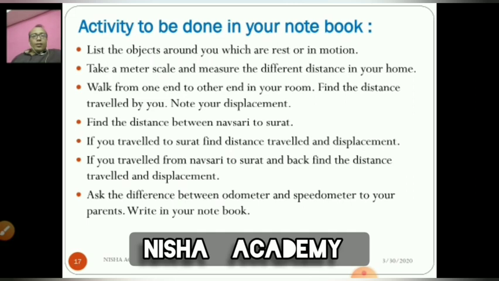Another activity for you is to find out the distance between Navsari and Surat, or between Navsari and any city you wish. If you travel from Navsari to Surat, find the total distance travelled by you and your displacement. If you travel to Surat from Navsari and again back to Navsari, then again find the total distance travelled and the total displacement.